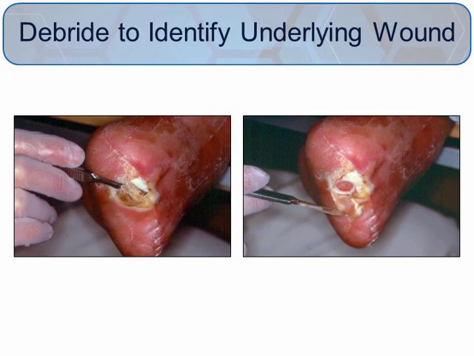And then when you see calluses, they need to be debrided to identify whether or not the patient has an underlying wound. As you can see in this case, on this transmetatarsal amputation site, there's a callus, and when we debride the callus, there's an underlying wound.